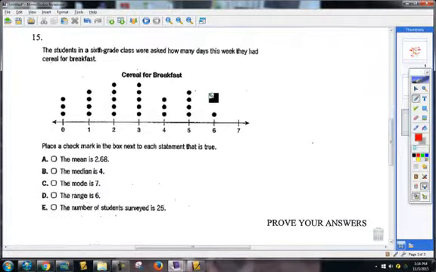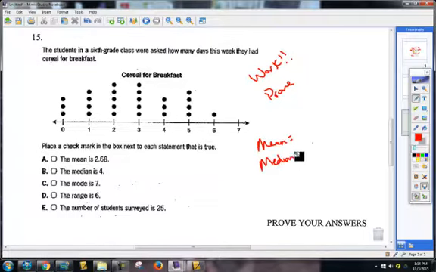Okay, this one, you guys all know by now. We had the same question last week, and I wanted you to prove each one of these. So what this means is, I want you to find the mean. I want you to find the median. I want you to find the mode. I want you to find the range. Okay, and then obviously this last one, no real work required.